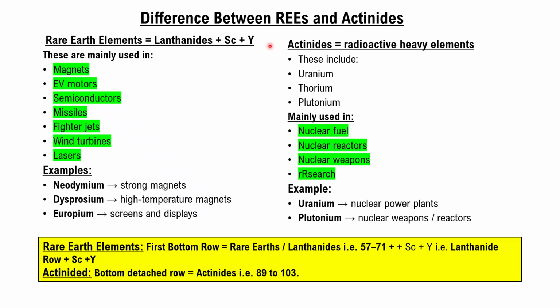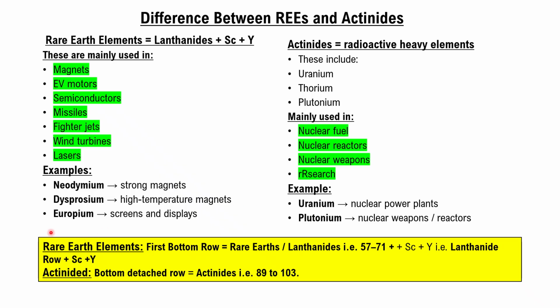Whereas actinides are radioactive heavy elements, which include elements like uranium, thorium, and plutonium. They are mainly used in nuclear fuel, nuclear reactors, nuclear weapons, and research, etc. The example is uranium used for nuclear power plants, and plutonium used for nuclear weapons and reactors.